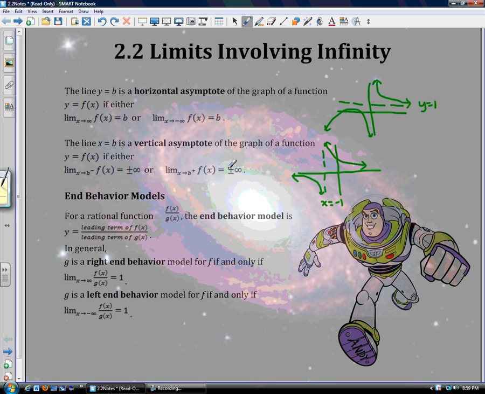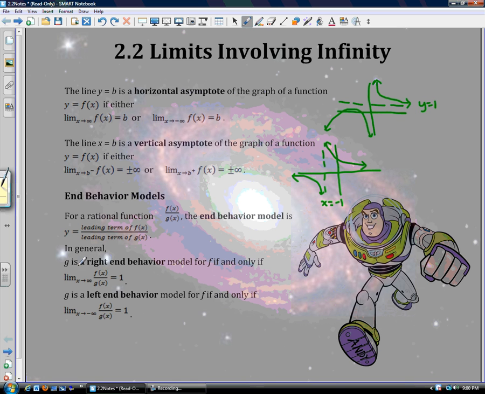Okay. In end behavior models, again, we've done this in class already. We also did this in pre-calculus. But for a rational function, if I have some f of x over g of x, right, a rational function is just a polynomial divided by a polynomial, then the end behavior model, in other words, what your function looks like as I go really far to the left and to the right, as I go to positive or negative infinity, is y equals the leading term of f of x divided by the leading term of g of x. Leading term meaning the terms with the highest exponents.